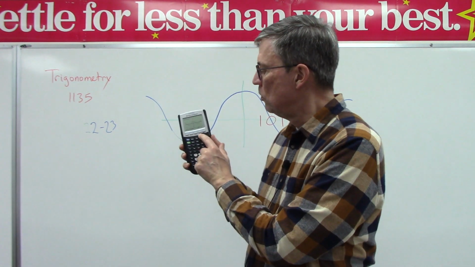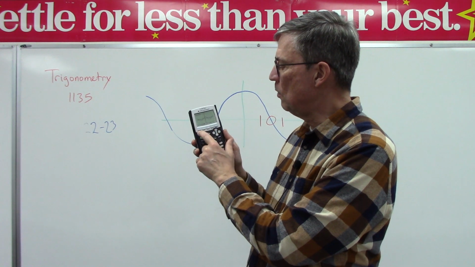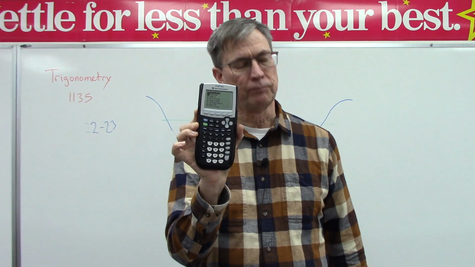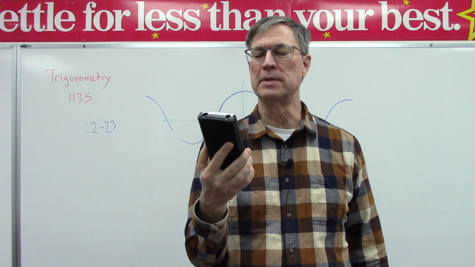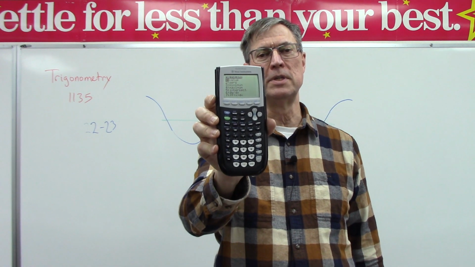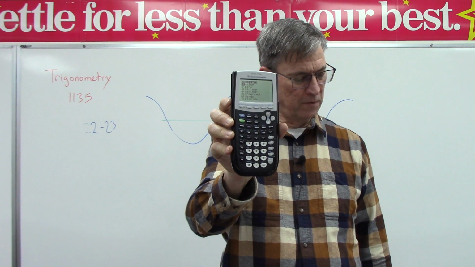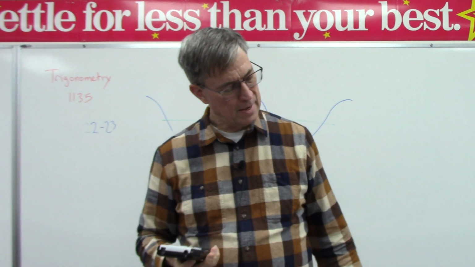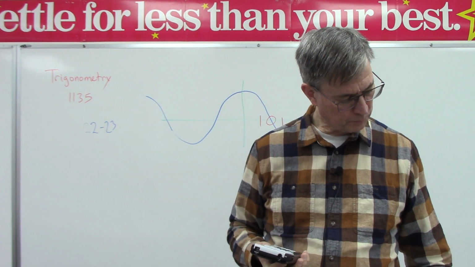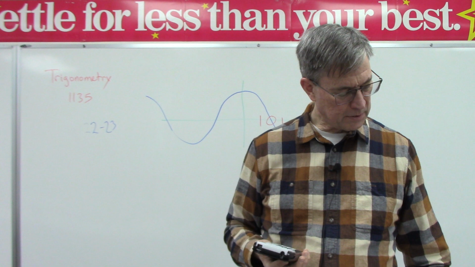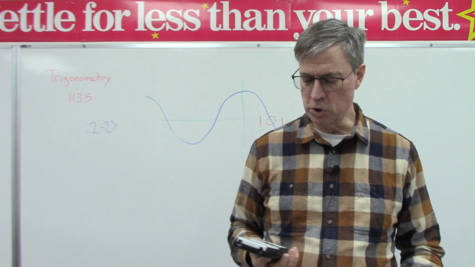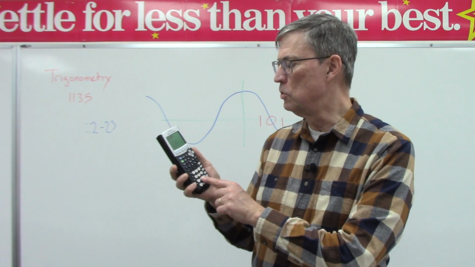Now, we'd use the trace key right here. I want you to do second function trace, which is called calc. You should see a screen that says calculate. We're especially interested in number 2, which says zero, 3 which says minimum, and 4 which is maximum. We see that on the bottom of page 22. It says to find the x-intercept where the graph crosses the x-axis, choose 2. So I'm going to hit 2.